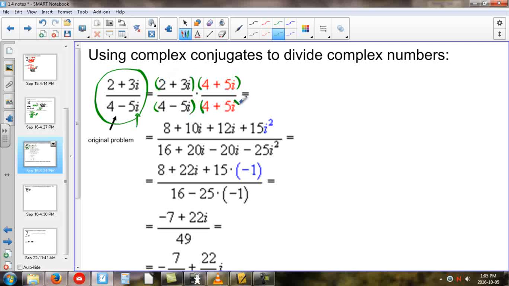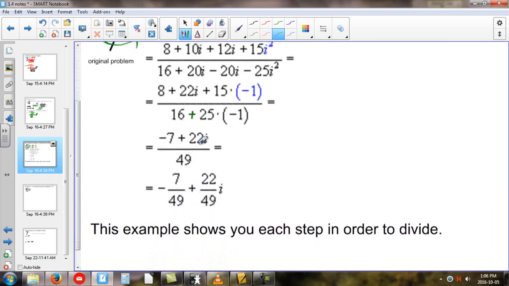Now, on the bottom, 4 times 4 is 16. 5 squared is 25. If you look, because of that negative, this eventually becomes 16 plus 25 to give us the 49. On top, we go through the FOIL process. 8 plus 5i plus 12i plus 15i squared. Okay? And then the i squared is going to change it to a negative 15. And the negative 15 and the 8 becomes the negative 7. Now we always put the real, then the imaginary.